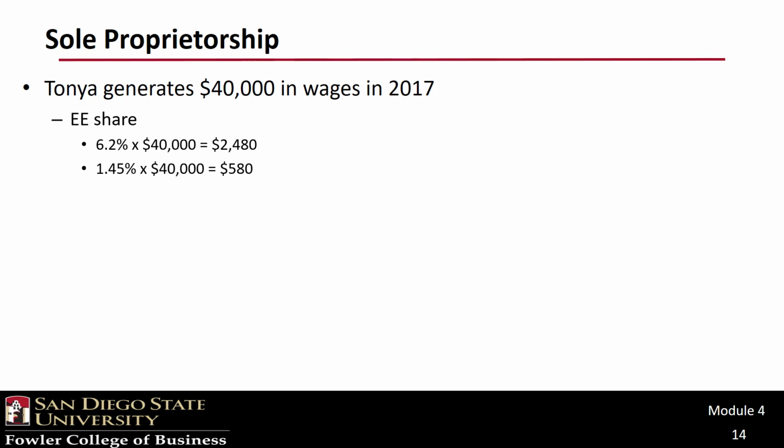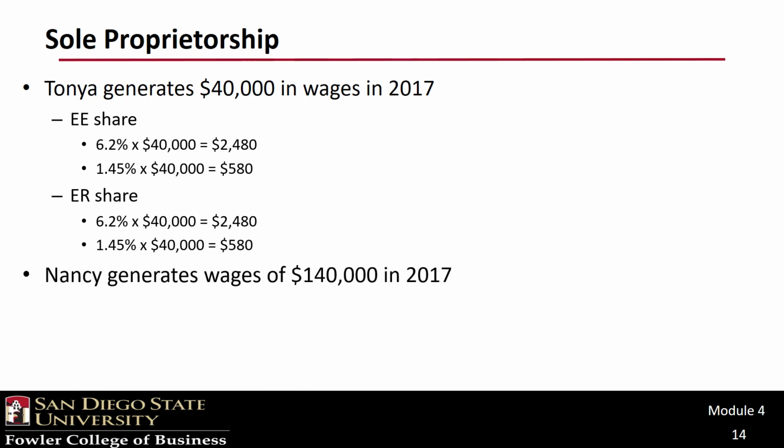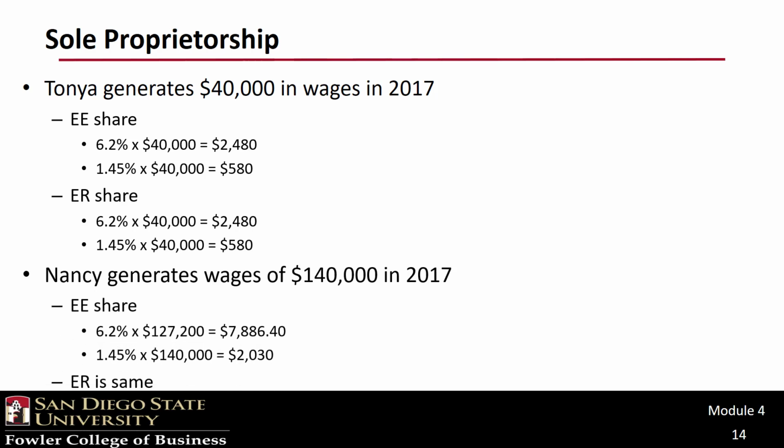6.2% of $40,000 and 1.45% of $40,000 is taxes of $2,480 and $580 respectively. Her employer pays the exact same amounts. Nancy is doing a little better and earns wages of $140,000. Her Social Security tax is only up to the FICA cap of $127,200, or $7,886, whereas Medicare has no such cap and is the full $140,000 times 1.45%. Her employer's share would be the same.